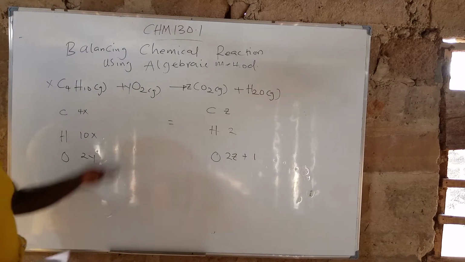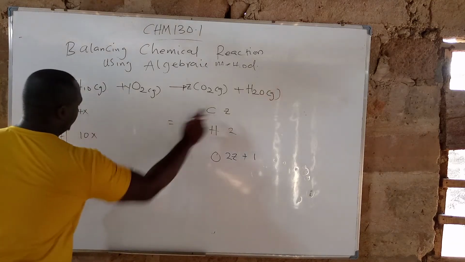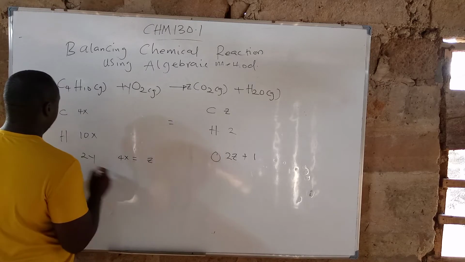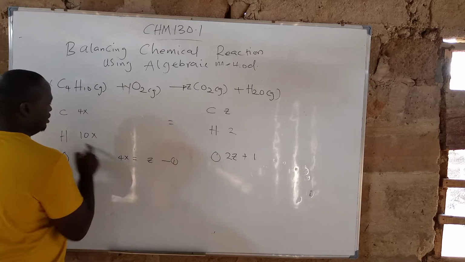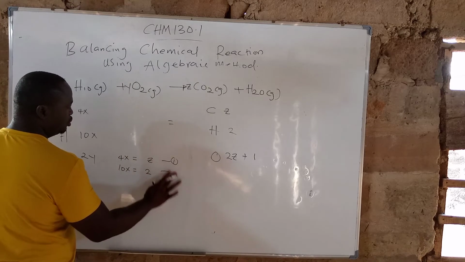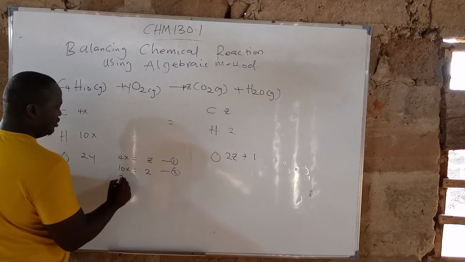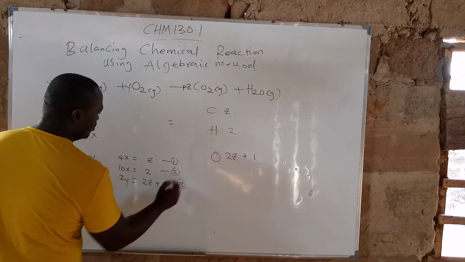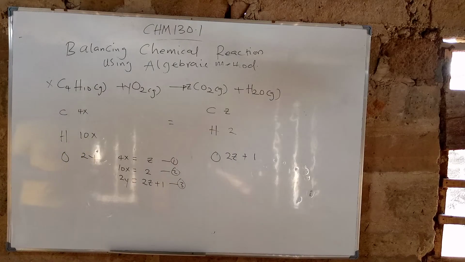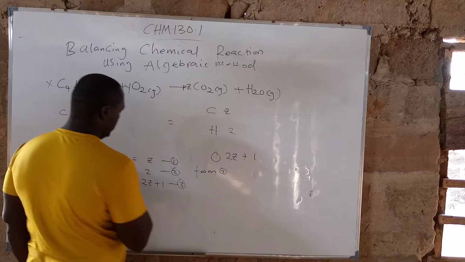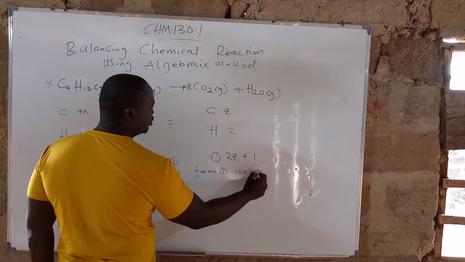And the next thing I'm going to do, I have to bring them out. Then for carbon, I have 4X is equal to Z, and let me call this equation 1. I have 10X is equal to 2, equation 2. And I have 2Y is equal to 2Z plus 1, and I'll call this equation 3. Now, once this equation is here, you can see from equation 2 that 10x is equal to 2.